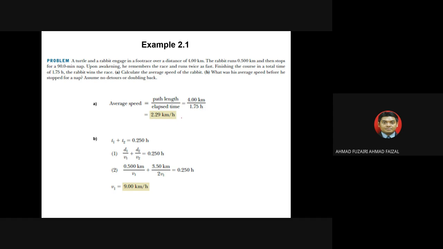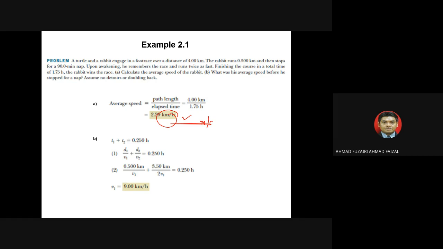is about 2.29 kilometers per hour. It is not an SI unit, but in this situation they use kilometers per hour. Definitely it's not an SI unit, because the SI unit for speed or velocity is meters per second. You cannot use kilometers per hour.